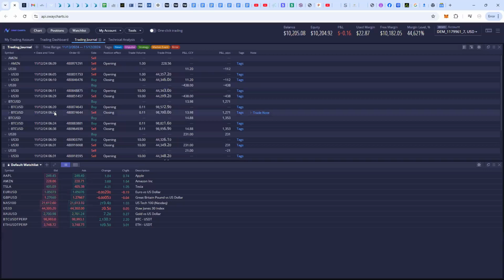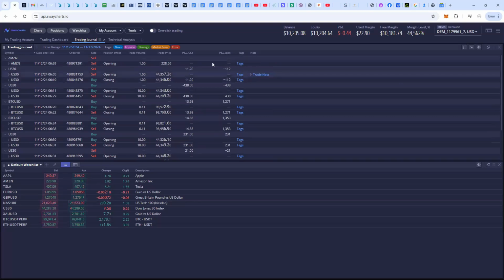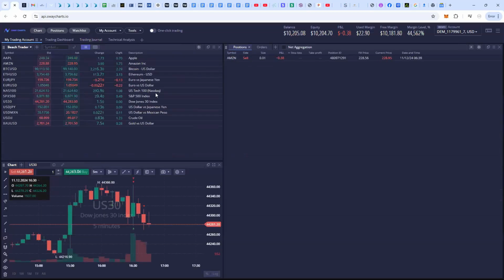Everything that happened at 6:30 when the opening bell happened is winners. Look, it's right here, 6:30 and beyond. We won every single trade. 231, $21, $15, 261, 141. That was the last trade we just took. So we made over $700 today on our trading journal. And the only trade we lost is just the practice trade that I was showing you guys how to make a trade.